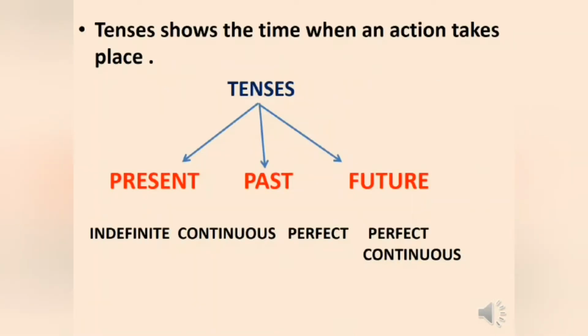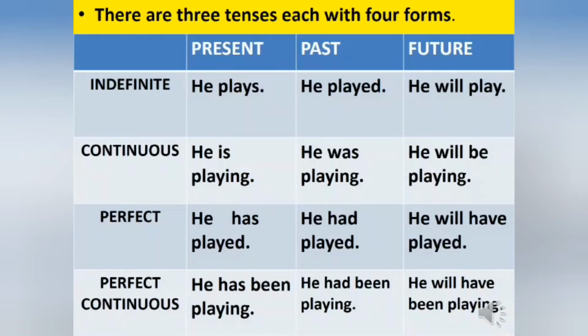Tenses are divided into three time zones, that is present, past and future. And each of the three tenses has been subdivided into four heads, and these subdivisions are indefinite, continuous, perfect and perfect continuous. Children, there are three tenses, each with four forms. It means there are 12 tenses. On your screen, you can see the chart of present, past and future, and it is divided into four subzones, that is indefinite, continuous, perfect and perfect continuous.